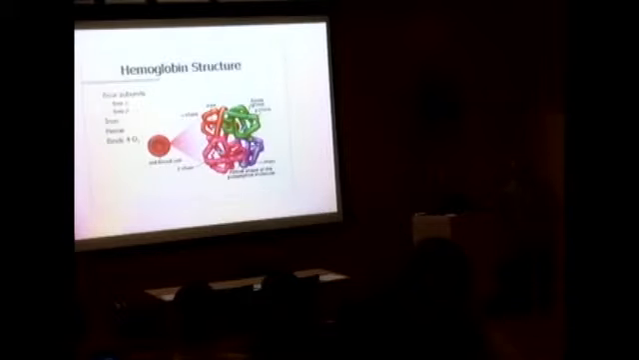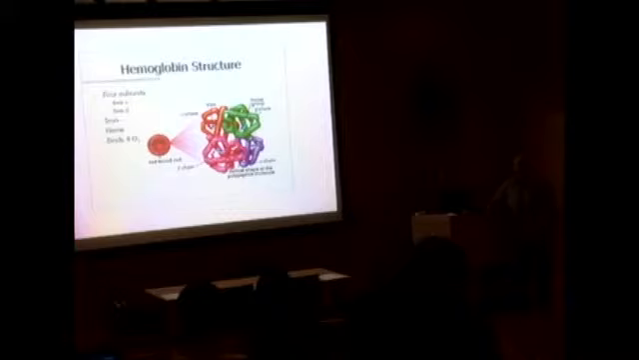So one of the systems that we studied is a protein called hemoglobin, which you may have heard of. All of you have it. You carry it with you. It's in your blood. That's the protein that gives the blood the red color. What it does, it's responsible for binding oxygen and delivering it to the tissue, and then taking CO2 and delivering it back to the blood.